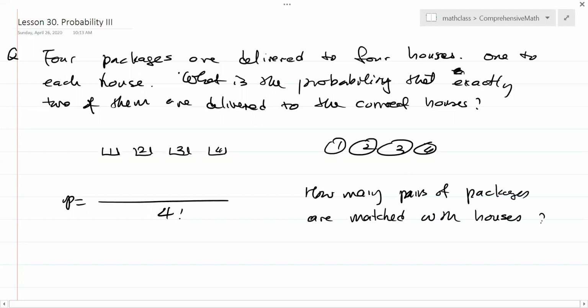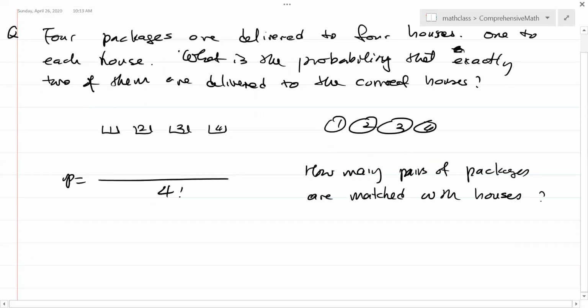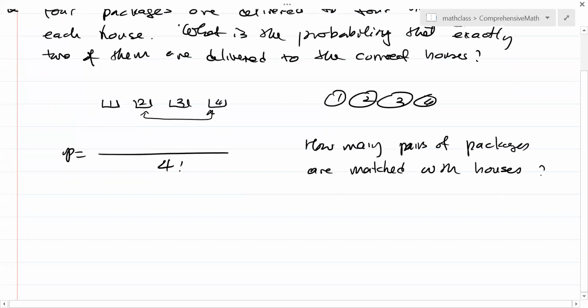Well, you just need to select. What I'm going to do is, how can I deliver the packages? I randomly pick a pair of houses, for example, 2 and 4. Then I deliver 2 to 2, 4 to 4. The other two must be switched. So this is equivalent to finding the number of pairs of houses that can receive the correct packages. Got it? If you think that way, then you solve the problem.